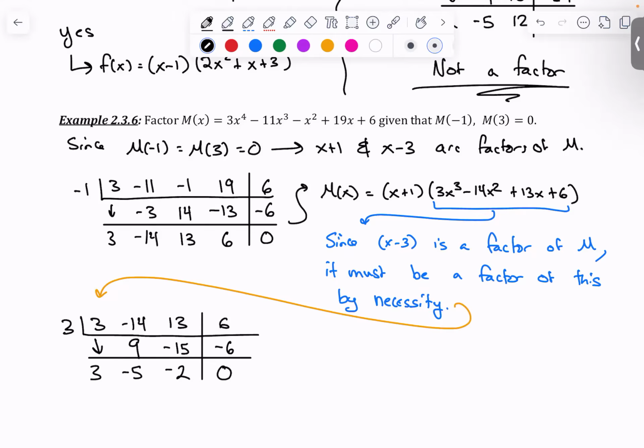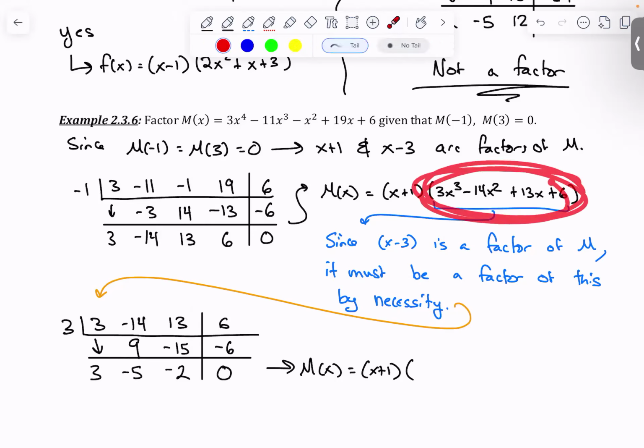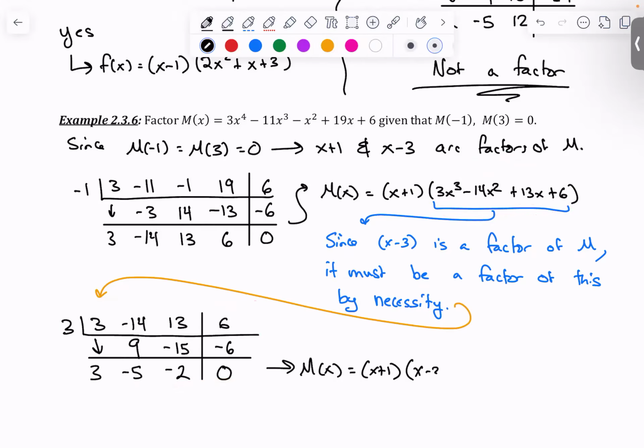Since it cannot divide x plus 1, it has to be able to divide that other portion of m. So now we know further that m of x is therefore x plus 1 times this. But I just found out with this synthetic division that you can rewrite this expression as x minus 3 times 3x squared minus 5x minus 2.